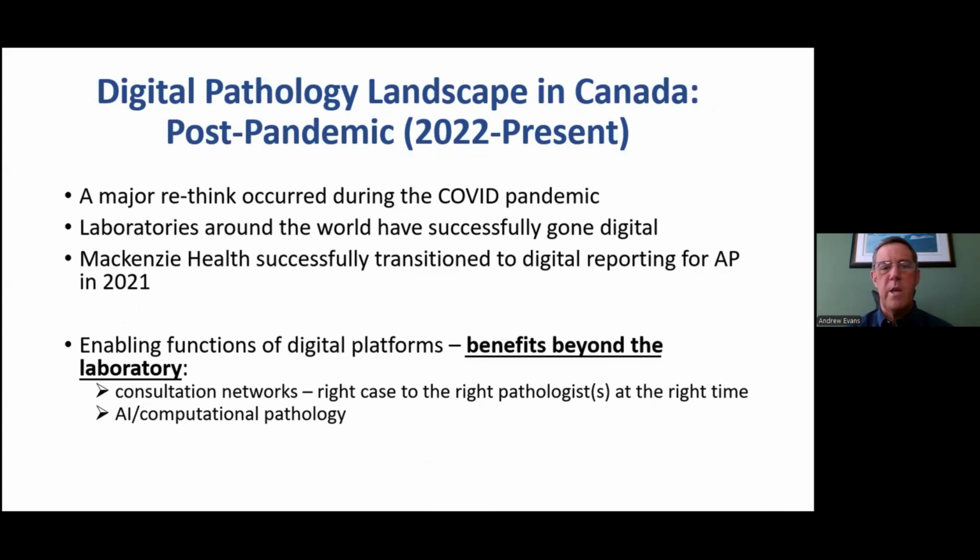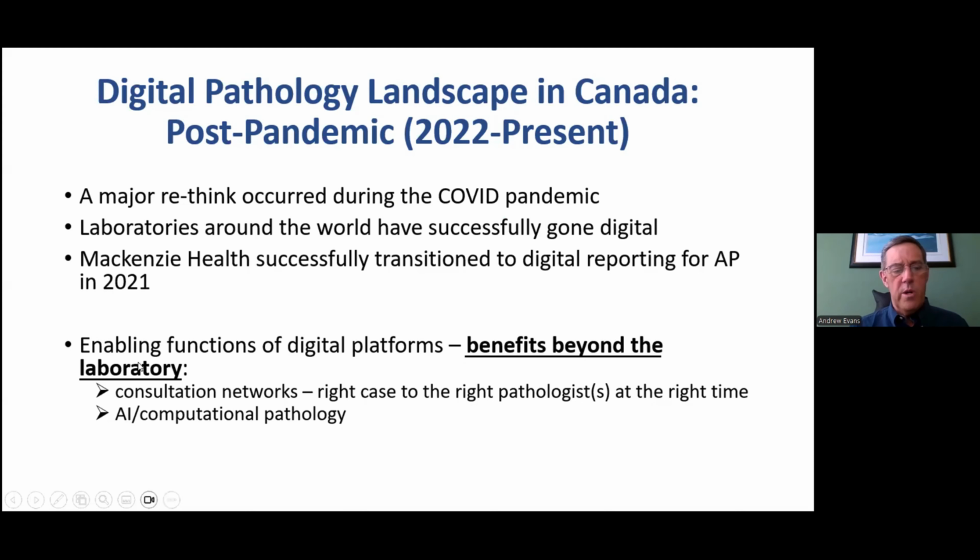The digital path landscape in Canada post-pandemic, and I say 2022 to present, I think it goes without saying that a major rethink occurred on digital pathology during the COVID pandemic and as we emerged from it. Labs around the world have successfully gone digital, and in many ways, Canada is lagging behind. Mackenzie Health successfully transitioned to digital reporting for AP, anatomical pathology, in 2021, and we're one of a handful of institutions across the country that have successfully introduced it and made that digital transition.